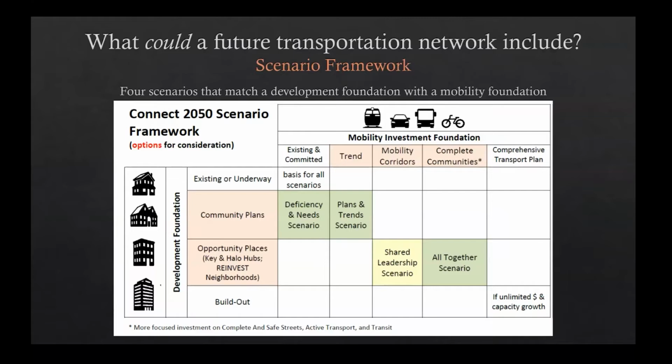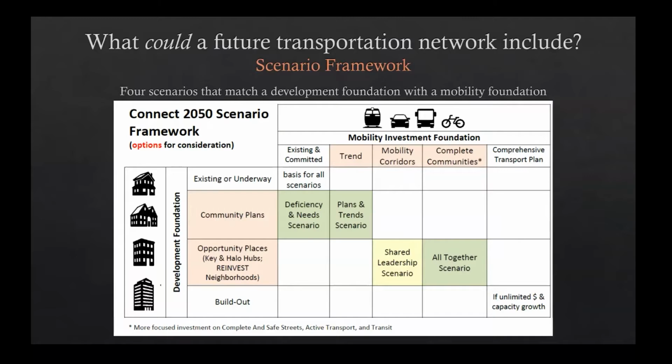So the alternatives, this is a matrix, and on the top you have the mobility investment. So those are the highways, the transit services, et cetera, that you're going to have. And then on the left side, we have the land use, the development foundation. And that's where the population and employment is going to be located. You know, the different densities, the different mixes. And so in the middle, you have combinations of those, and those are different scenarios.